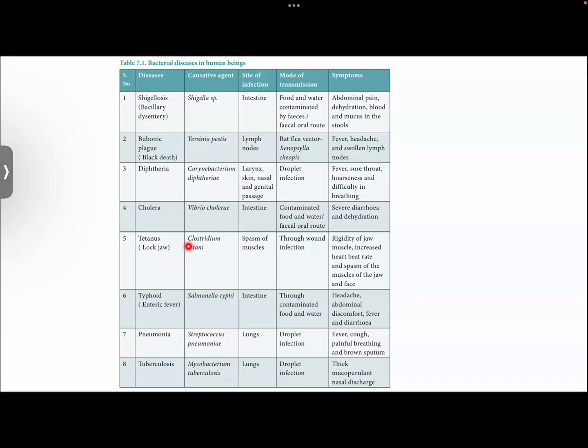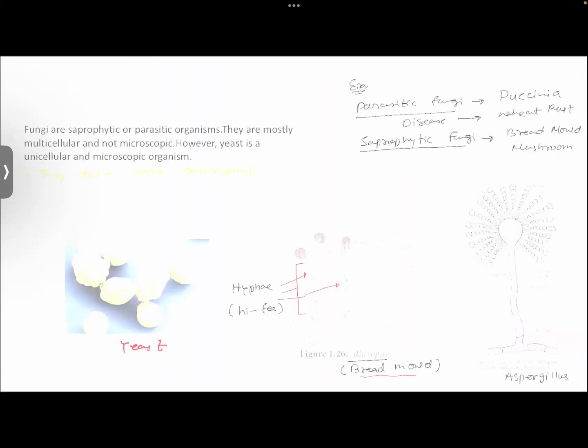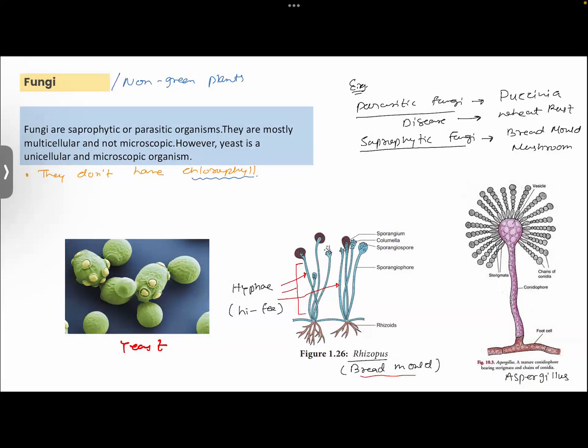Later on we will be looking at the harmful impacts and the benefits of bacteria, algae, protozoa, everything we'll be learning about that also. Right now we're just having a description. So far we just had a description of different groups of microorganisms. Then we learned about fungi as well.